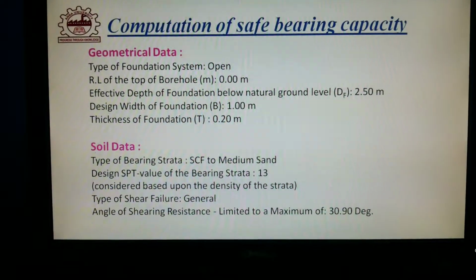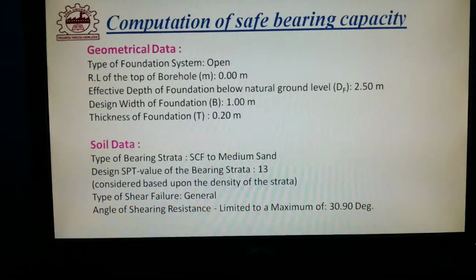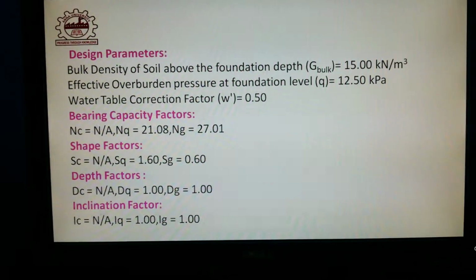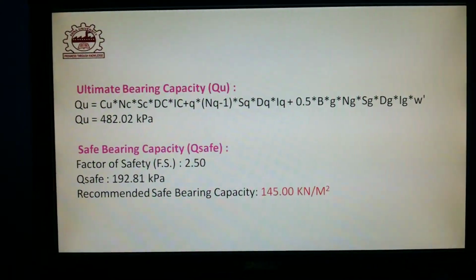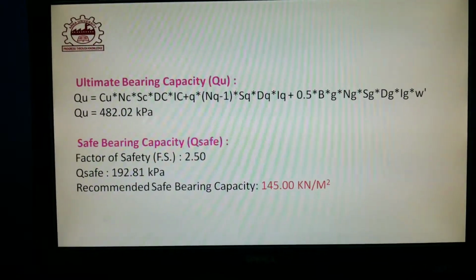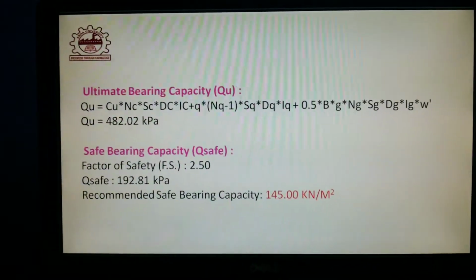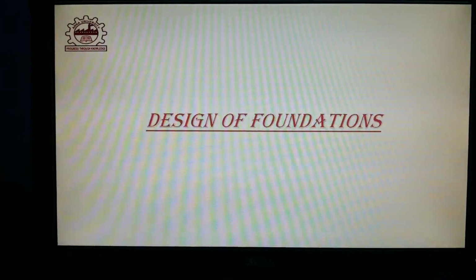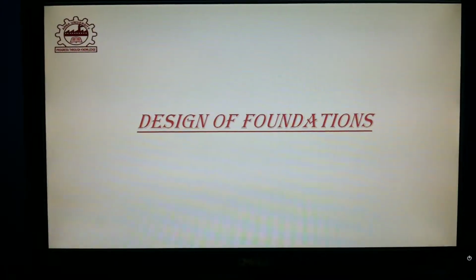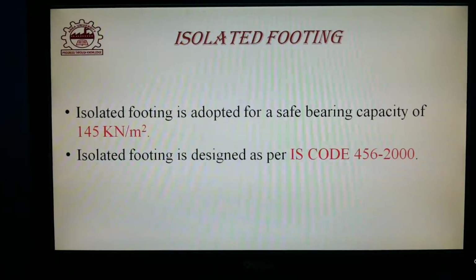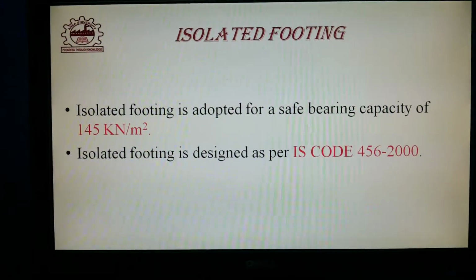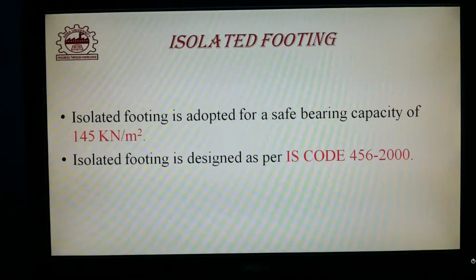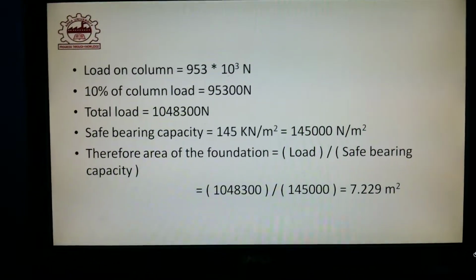This slide shows the computation of safe bearing capacity from the data we collected, and hence the safe bearing capacity has been calculated as 145 kilonewton per meter square for the site we referred. Here comes the design of foundation. First comes the isolated footing. Isolated footing is usually adopted for a safe bearing capacity of 145 kilonewton per meter square.